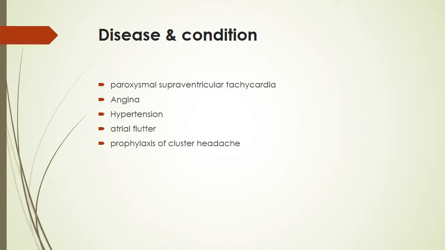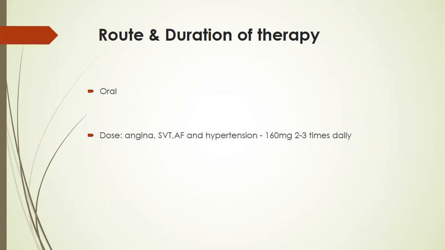Verapamil is used in several conditions. It can control supraventricular tachycardia, angina, and improve oxygen delivery to the myocardial tissue. Hypertension can be managed by verapamil as well, due to its arterial vasodilation effect, without producing reflex tachycardia. Other indications include atrial flutter and prophylaxis of cluster headache.